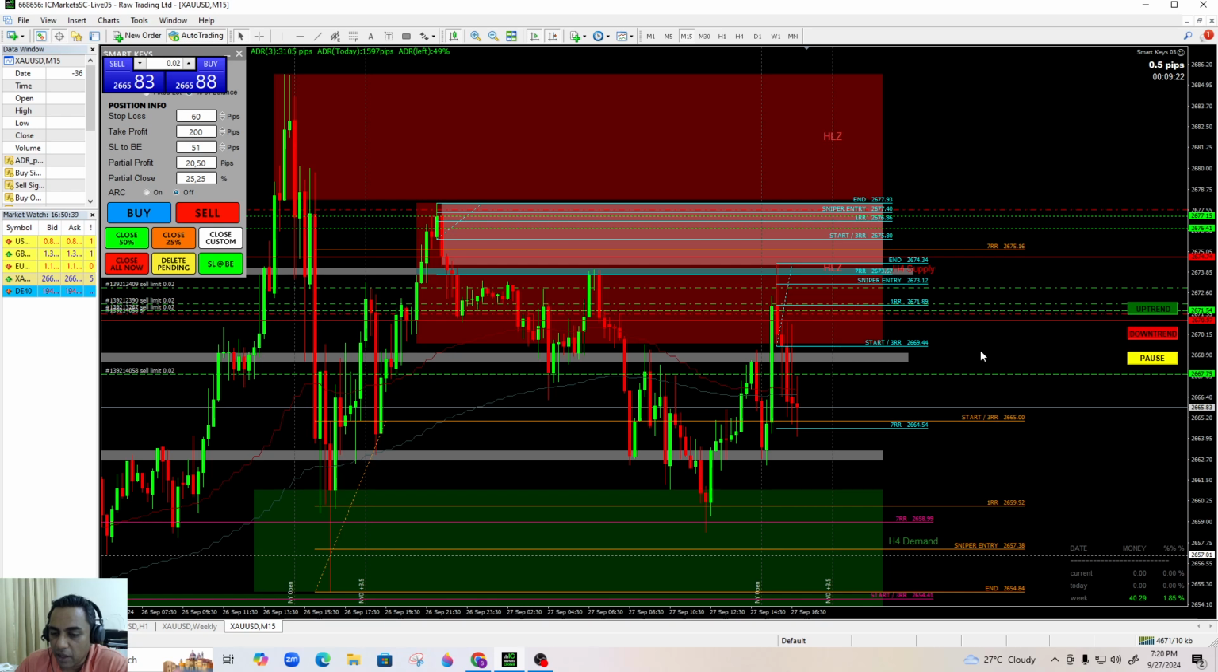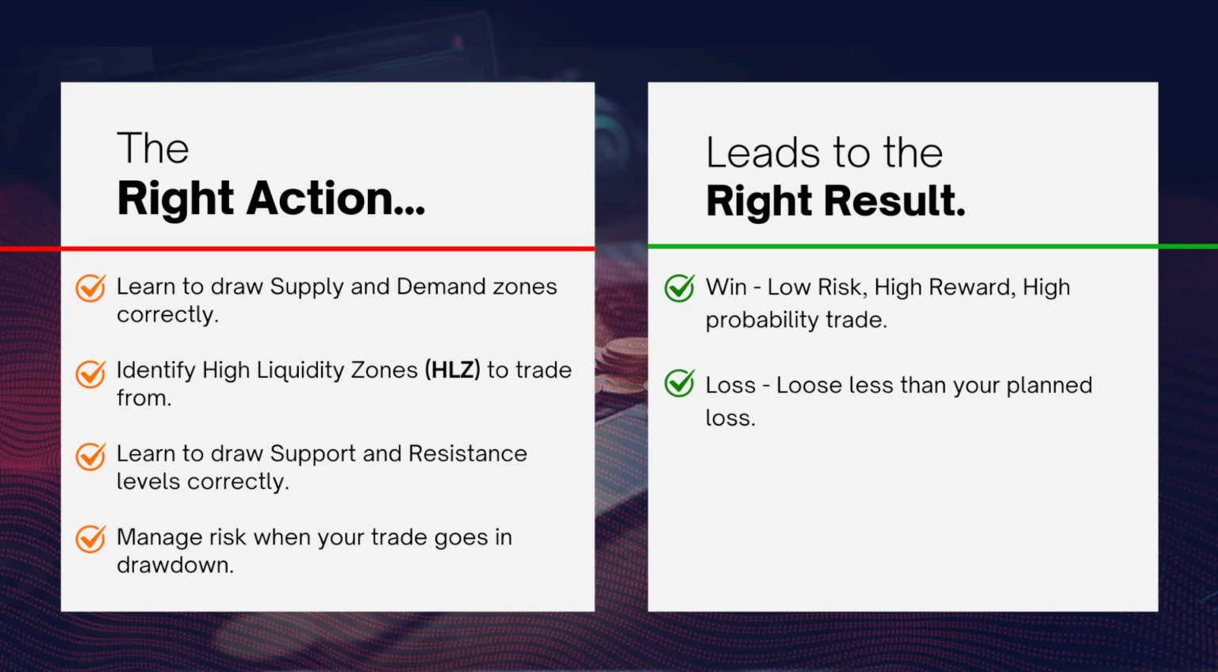based on the M15 time frame. This is very important. That is why I put this here. This is why this is so important. The right action leads to the right result. The right result can be a win, and it can also be a loss. They're both right. The loss is also the right result.